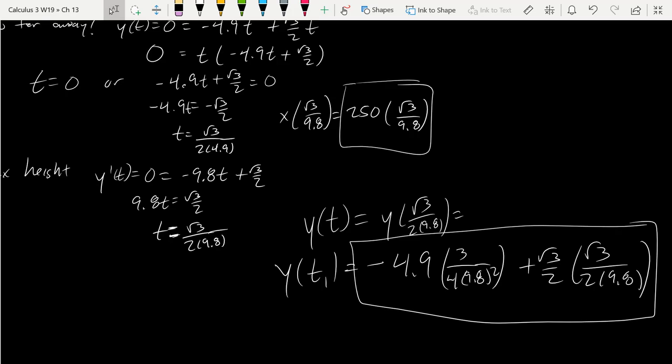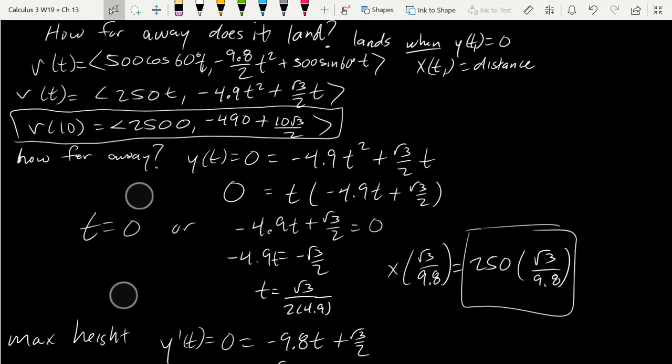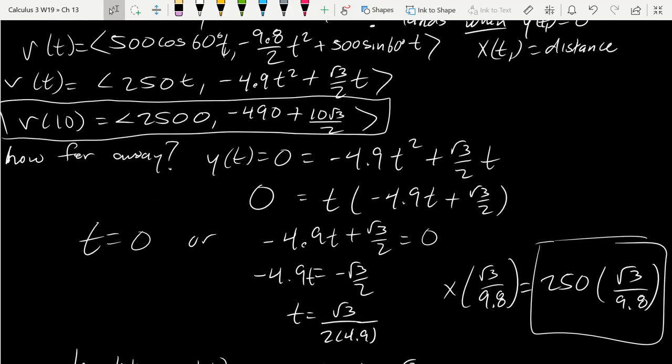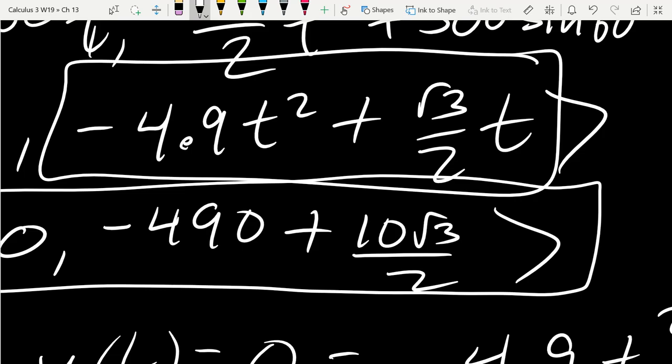Isn't there a 500 in the y-coordinate? No, there's the negative 4.9 t squared. I just plugged that weird t value into that right there.